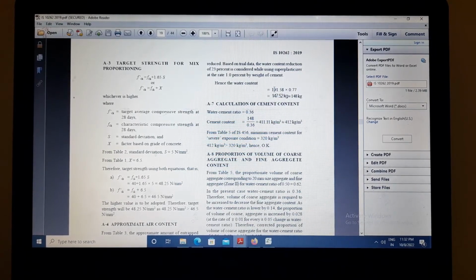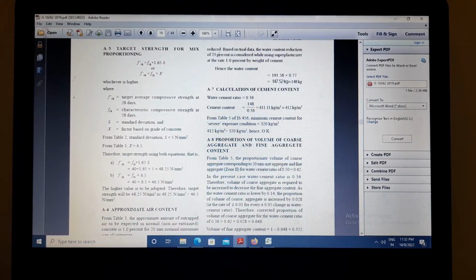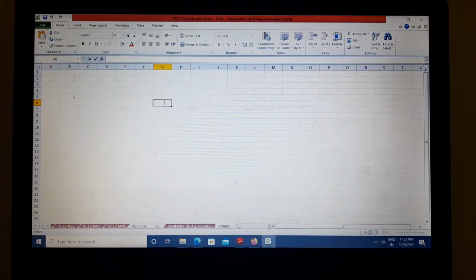So we can check our total water requirement is 191 and the reduction is 23%. So you can check 100 minus 23 is 77. So our final water requirement is 147.52. Anyway, I will make you a detailed calculation in Excel. Please go through, which will be very useful. You can see here 186. Just I am increasing my font size for your better clarity. I think it should be increased further more.